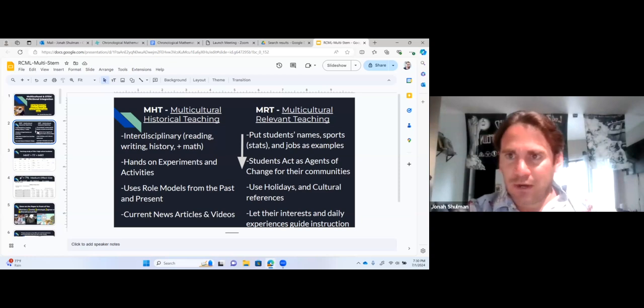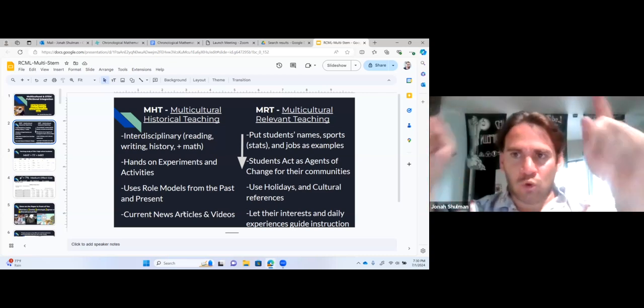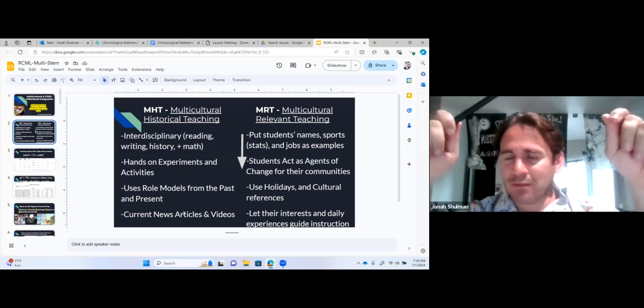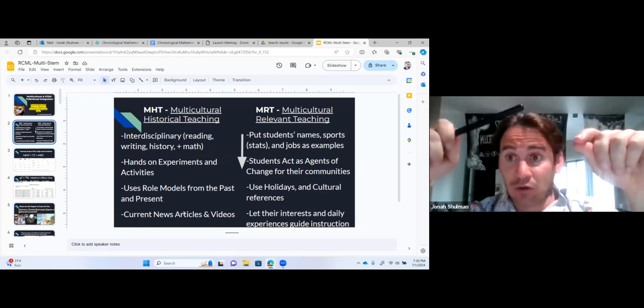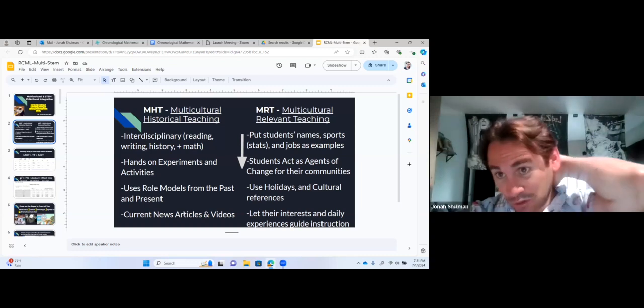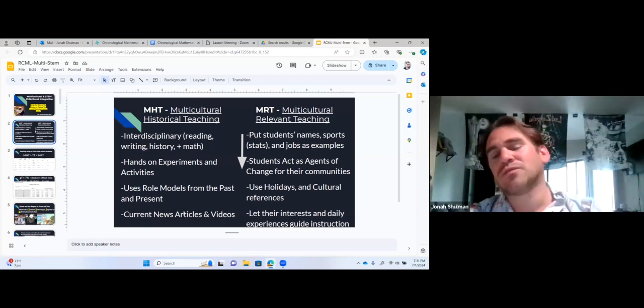And I was going to compare it to another idea that I had that I thought could be useful called historical teaching. And this was interdisciplinary. So I wanted to have reading, writing, and math, hands-on experiments, use role models from the past and the present, and current news articles. But to me, historical teaching was basically who made the math, why did they make it, why was it useful, who's making the math now, who's using it now, and how can we help students in the future. But at the time, my historical teaching of the math was just about the past.